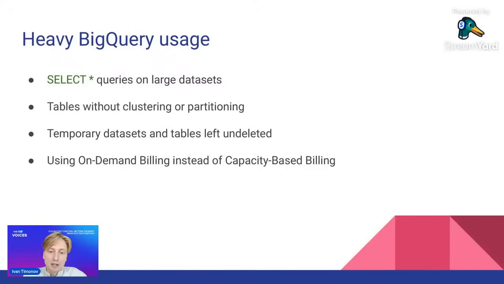Next, BigQuery. Heavy scans happen because of select-all queries over large tables or missing partitioning and clustering. Temporary datasets and tables are left behind and never cleaned up. And a big one, staying on on-demand billing when your workload is already steady enough to benefit from the capacity pricing model.